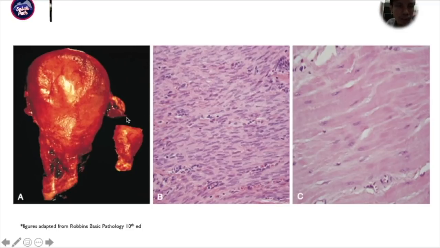If you take a sample from the uterine wall, you can see this is the smooth muscle of the uterus. And this is in normal circumstances. In pregnancy, usually the smooth muscle will be hypertrophic. You can see the size is increasing here.